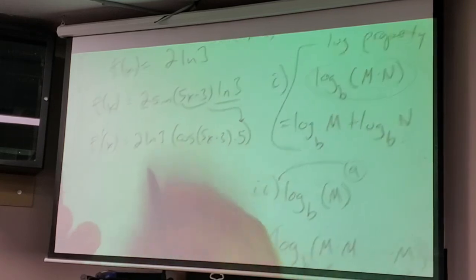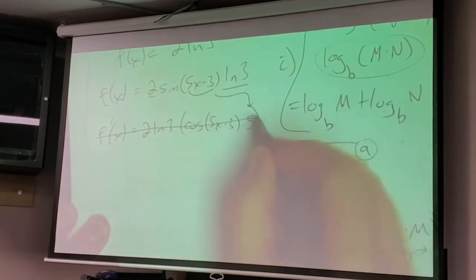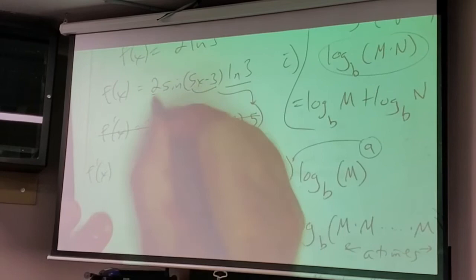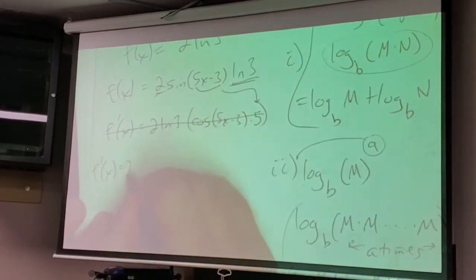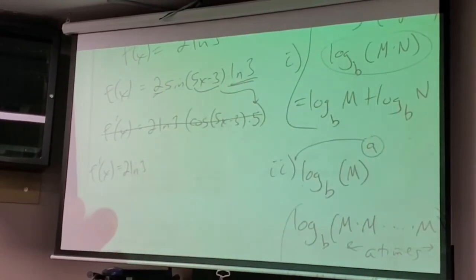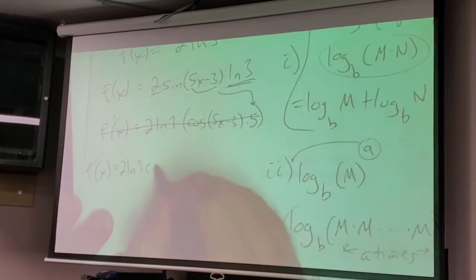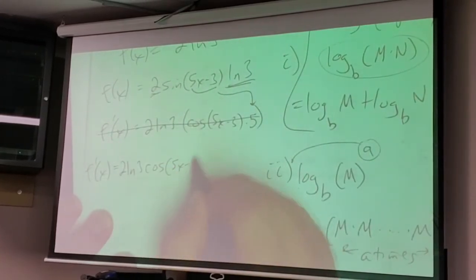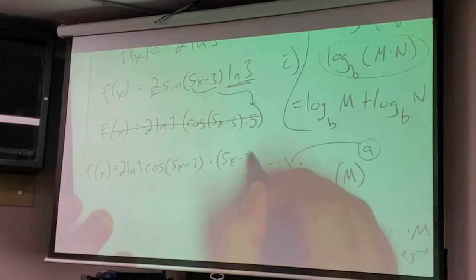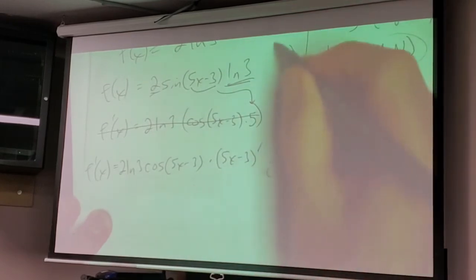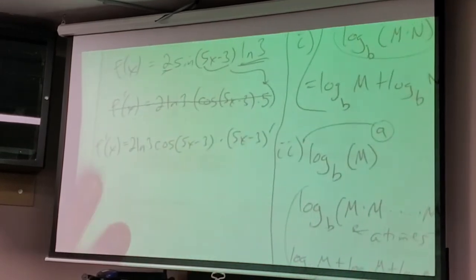So again, let me write it out further. I'm going to rewrite this. So I put the 2 and the ln 3 together. Is that cool? I just put it out here together. It's just a number sitting out there. Derivative of sine stuff is cosine stuff times the inside gets a turn. So that's what it looks like in its full glory, right? That's good old chain rule.